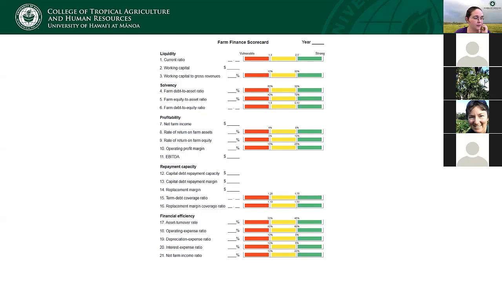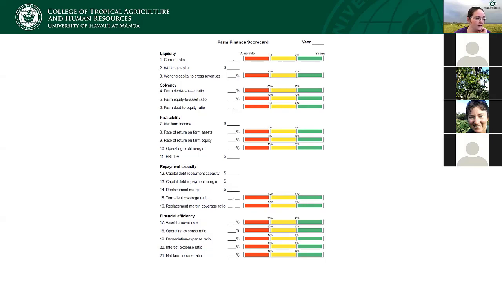Net farm income plus the non-farm income must cover living expenses, income taxes, and social security taxes, and then cover the payments on the term debt, whether that's intermediate or long-term loans. The term debt coverage ratio measures the ability to meet these payments. So if anything is left over after the payments are made, that is the capital debt replacement margin.